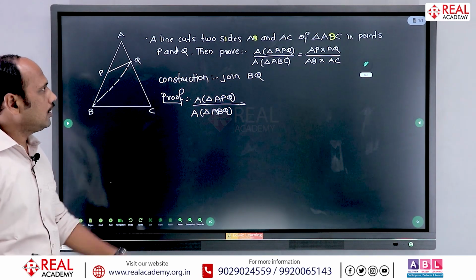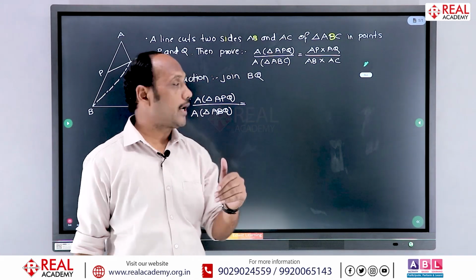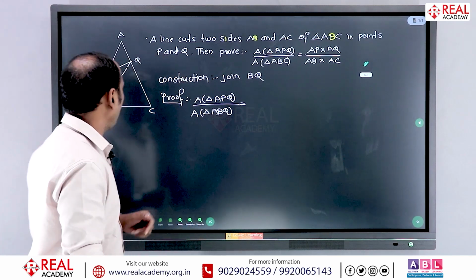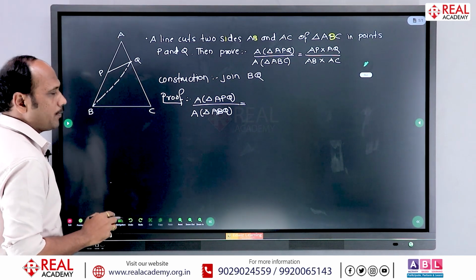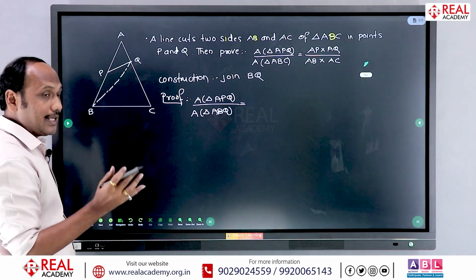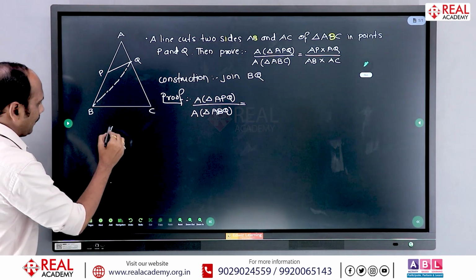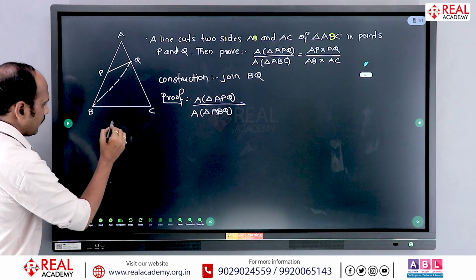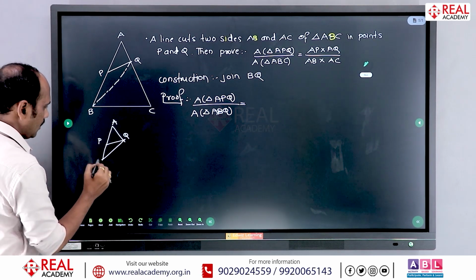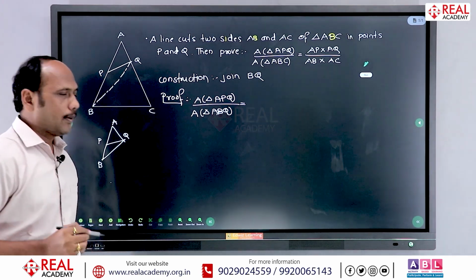Why area of triangle? Because our question is in the form of area of triangle APQ upon area of triangle ABC, so we need to find it. Therefore, let us take the first pair, APQ and ABQ. Now, if you consider these two triangles separately, these are the triangles APQ and ABQ.